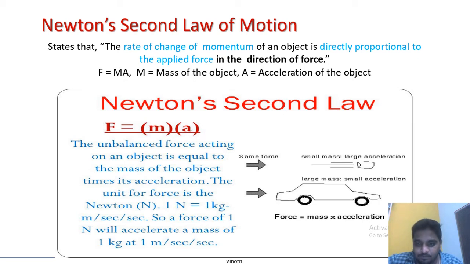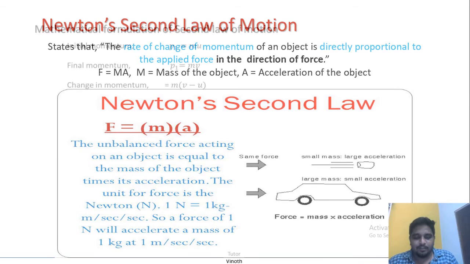When the same force which was applied to the pencil is applied to a car, the car's mass is large, so the acceleration is very less. So what Newton is saying is, if an object's mass is high, that is heavy, you have to apply more force, right? Then the acceleration will go. Likewise, what he is stating in the second law is, force is directly proportional to mass and acceleration. Got it?